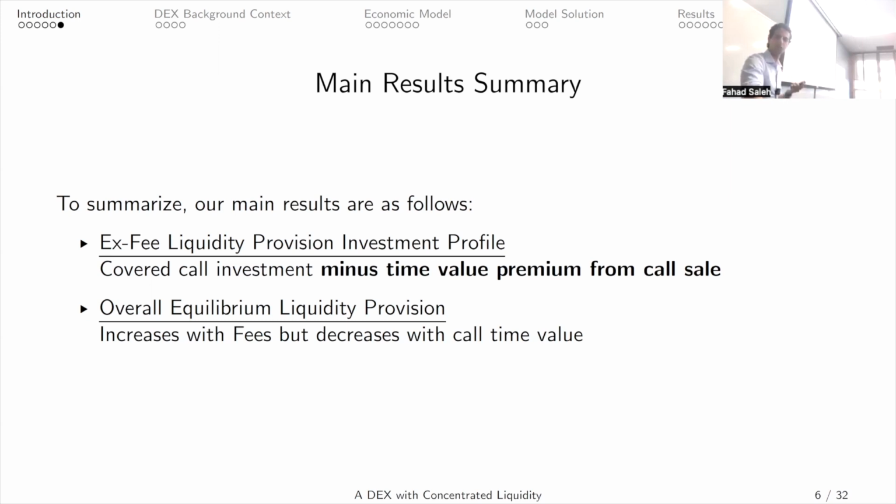So one of the issues with jitting is it disincentivizes passive liquidity provision. And if you don't have any passive liquidity provision, jitting can in equilibrium actually have negative effects, because if there's nothing in the liquidity pool to begin with, the active liquidity provider, the jitter, is not going to make up for the lack of passive liquidity in the pool, right?